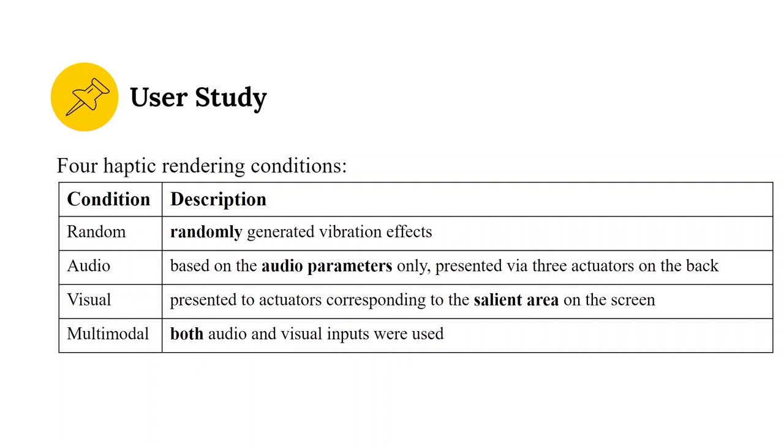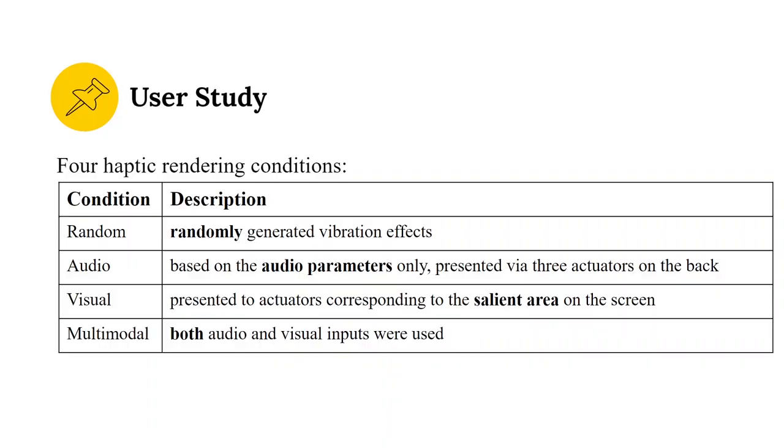In the random haptic condition, vibration effects were generated randomly throughout the video clips. In the audio condition, vibration effects were generated based on either audio parameter. In the visual condition, the effects were determined according to the salient area of the video clip and matched to the corresponding actuators. In the multimodal condition, the full pipeline, including both audio and video inputs, was used for generating vibration effects.